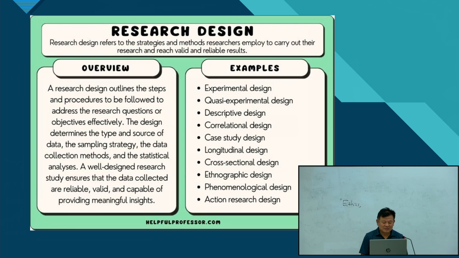So, for example, the experimental design, more quasi-experimental design, descriptive design, more correlation design, case study design, longitudinal design, more cross-sectional design, and more phenomenological design, action research design, or something like that. This is for research design examples.